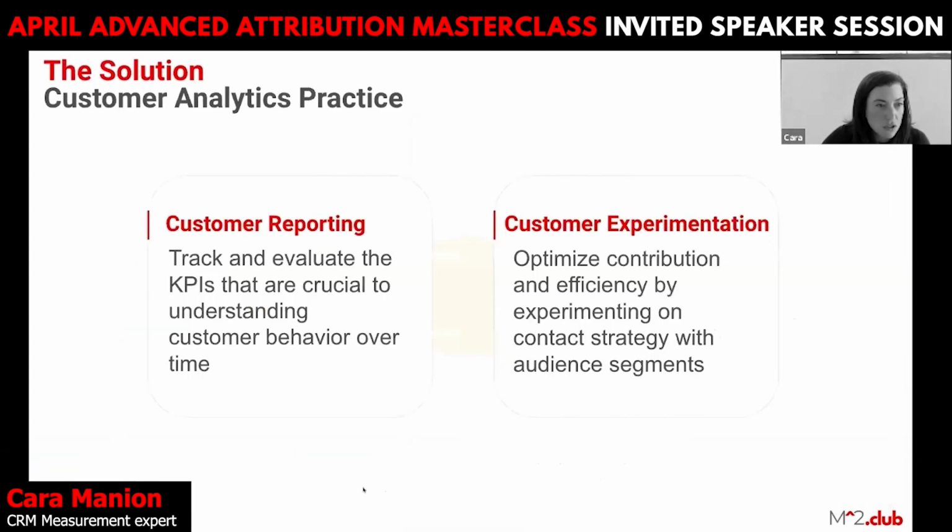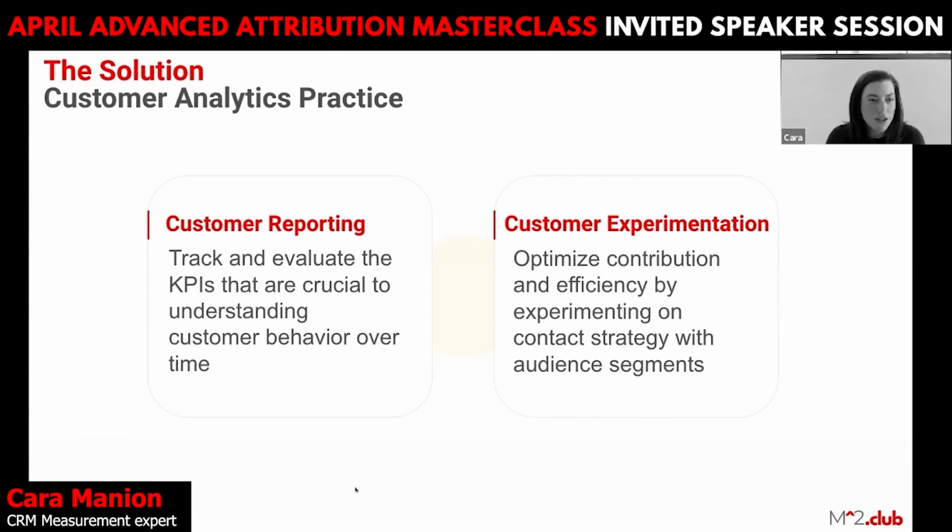The solution that we generally talk to a lot of marketers about is coming at it with a two-pronged approach, right? You need to have a customer reporting practice and you need to have a customer experimentation practice. Within customer reporting, you're trying to take all of your house file key KPIs and track them over time. The second side of this is the customer experimentation.